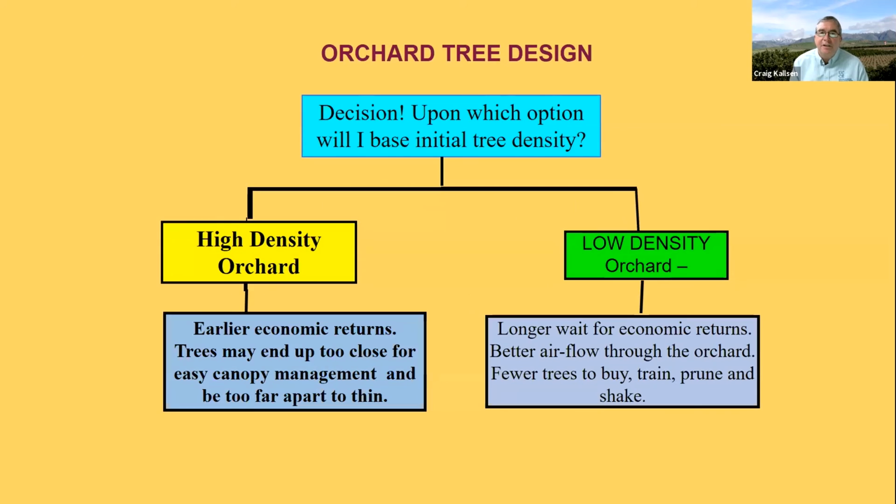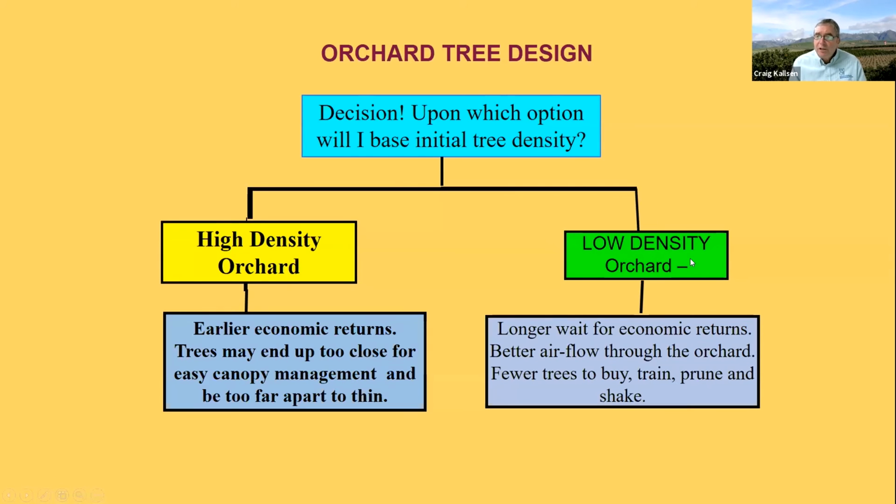So here's our decision. Which option will I base my initial tree density on? If it's a high density orchard, you're going to get earlier economic returns. You're going to make that canopy cover the ground surface quicker. But in the long run, the trees may end up too close for easy canopy management. And they may end up too close to thin out the center tree if you've planted them too closely. So the other option is a low density orchard.